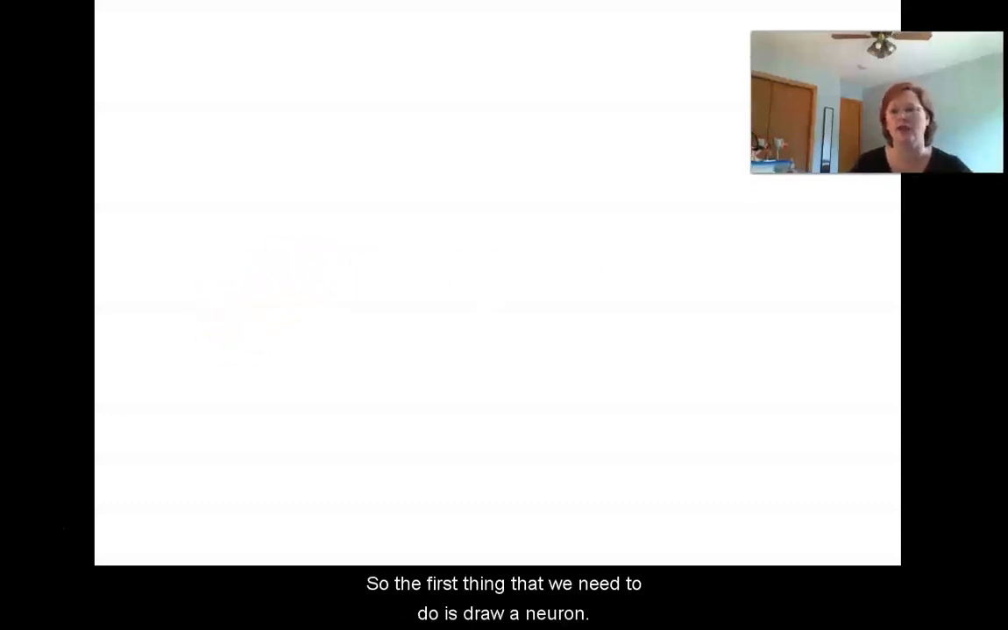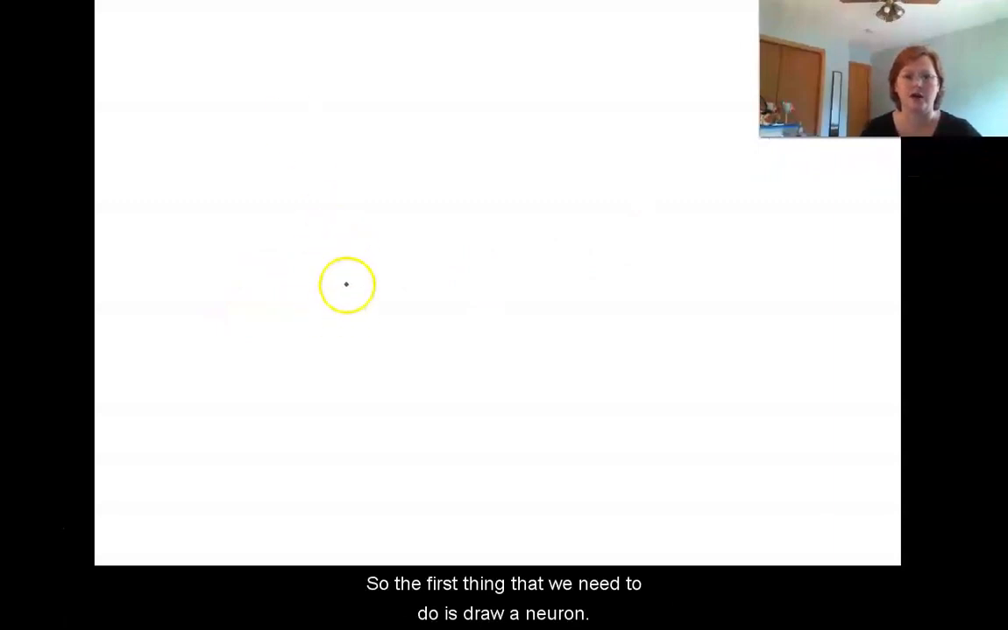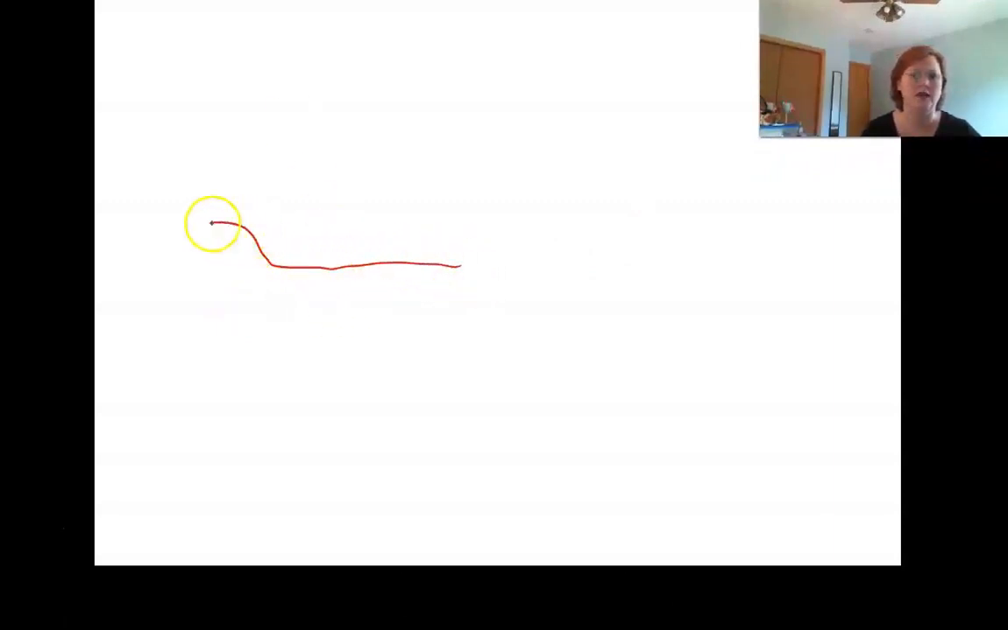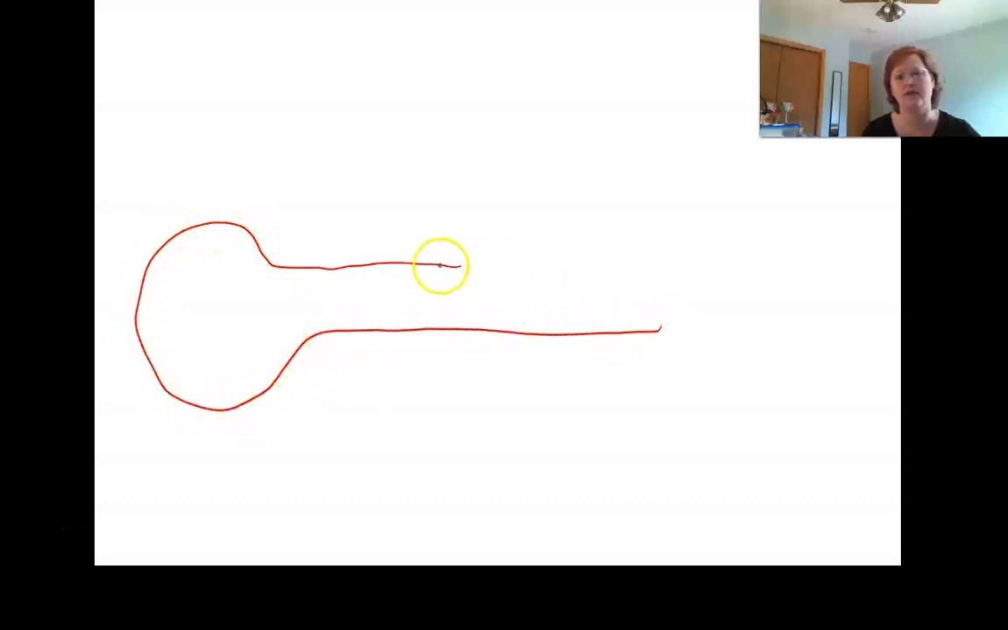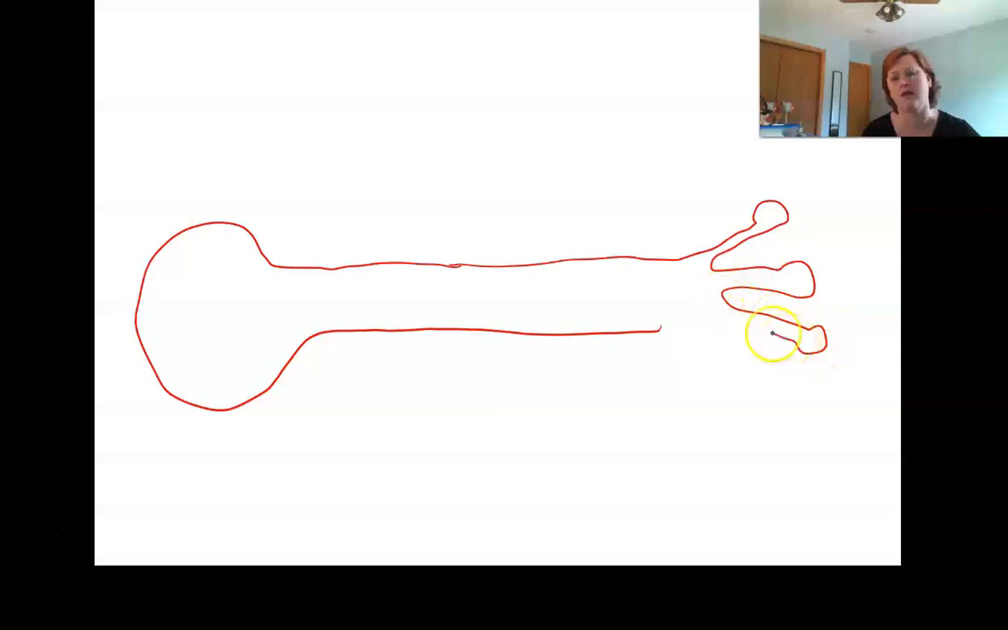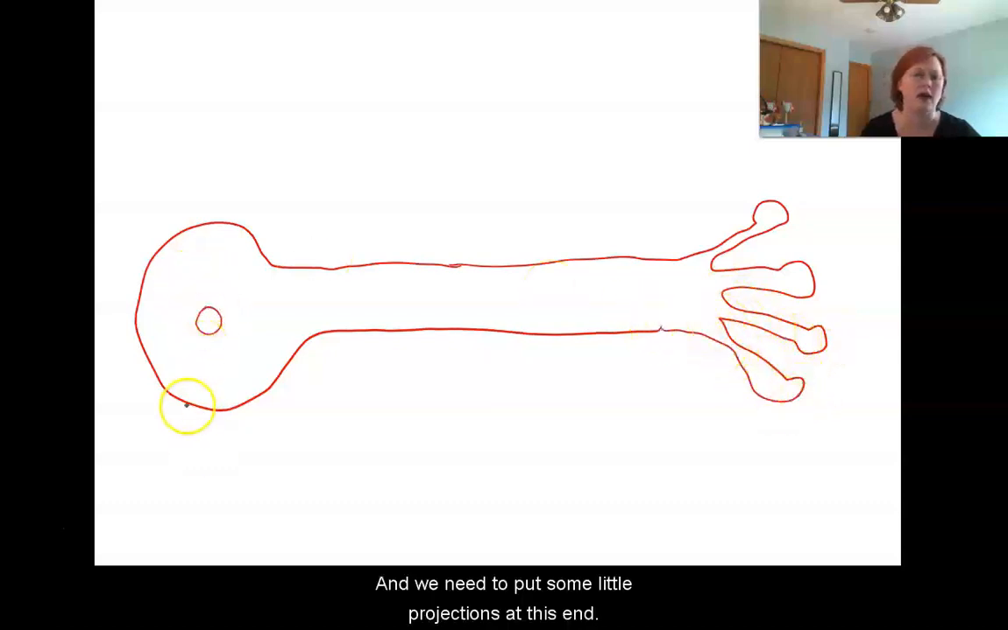So the first thing that we need to do is draw a neuron. So we'll do a really terrible drawing of a neuron here. And we need to put some little projections at this end.